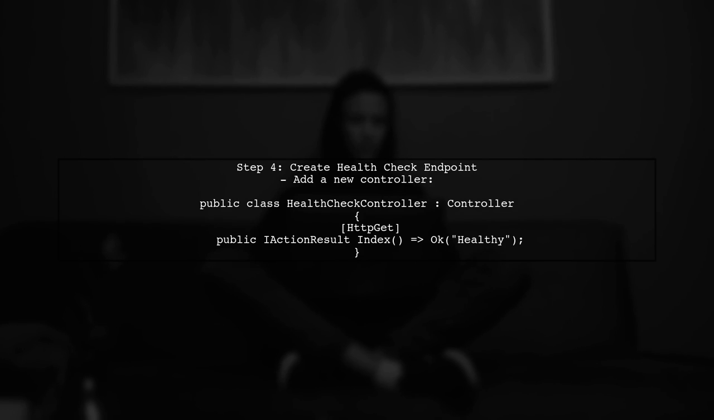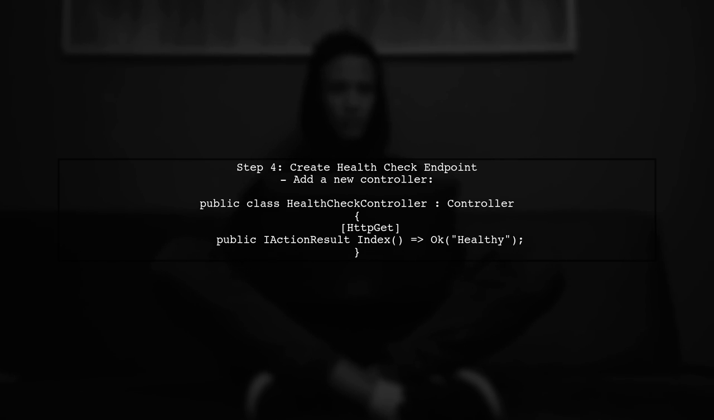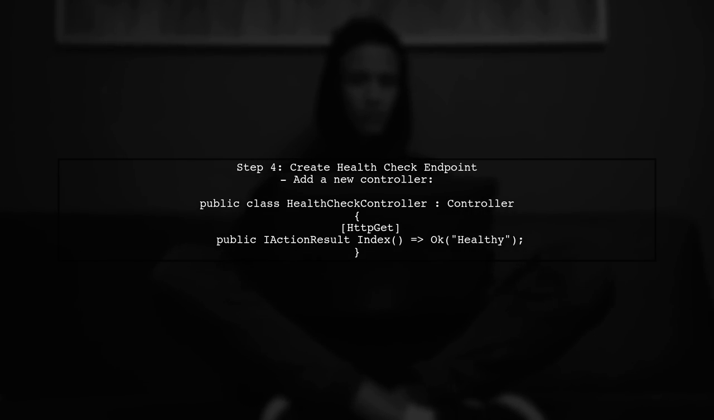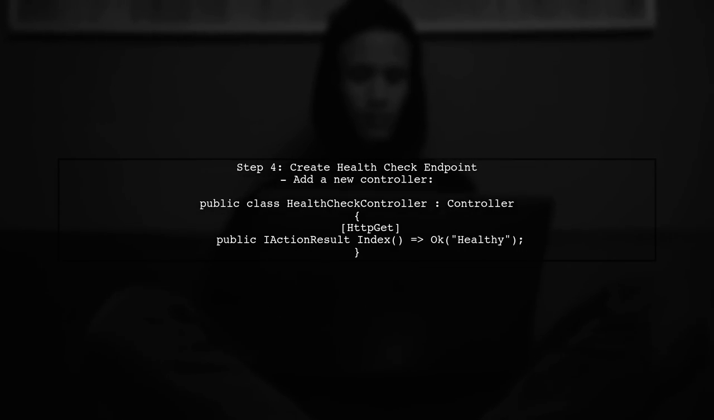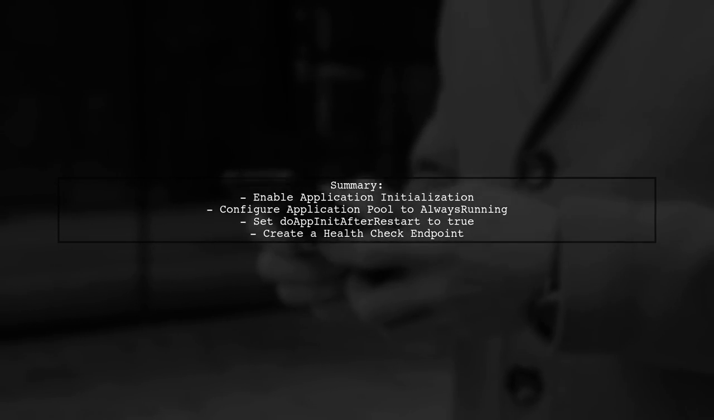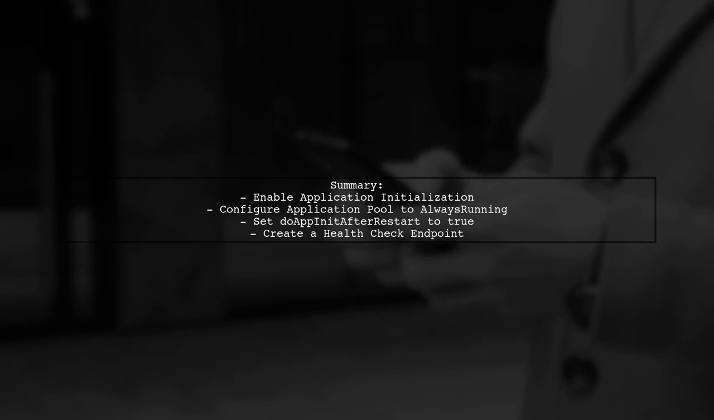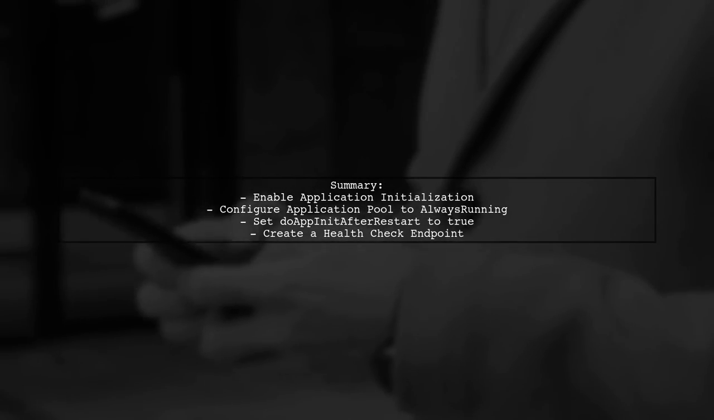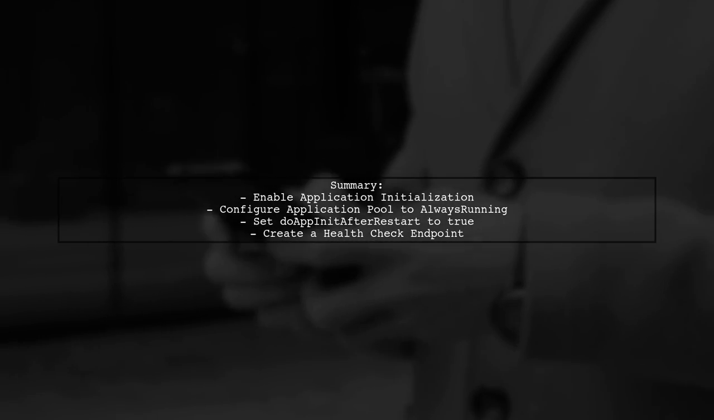Finally, to ensure that your application is always running, you can add a simple health check endpoint. This will keep the application alive and ready to serve requests. With these settings in place, your ASP.NET Core application will automatically restart and be ready to serve requests without needing to manually stop and start the application pool.